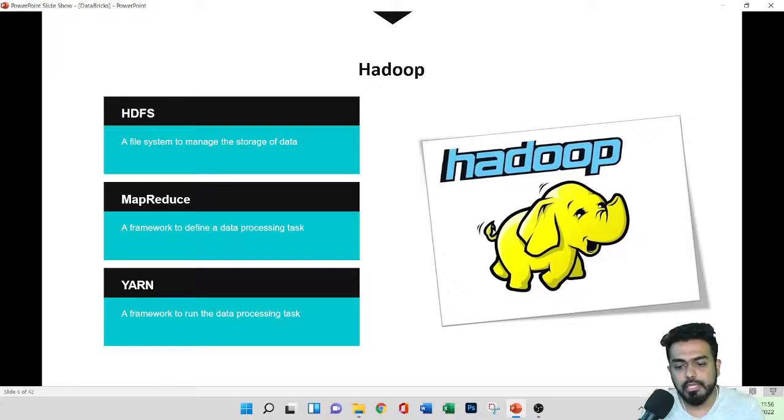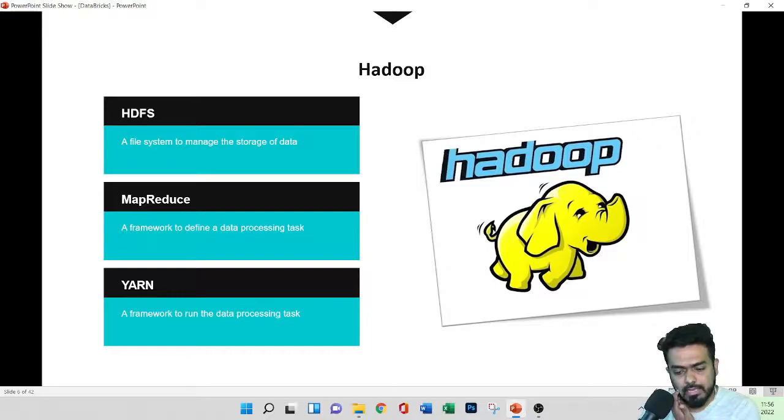So MapReduce is a framework to define a data processing task. We know there are different steps. When we have input, we split the data. After splitting, we do the mapping. After mapping, we do the shuffling, and finally we reduce it. These are the steps we follow in MapReduce.